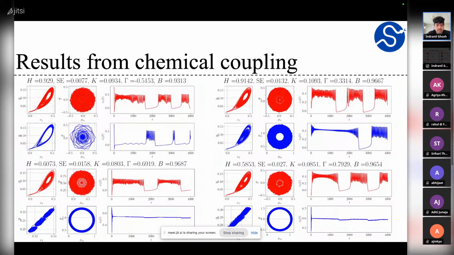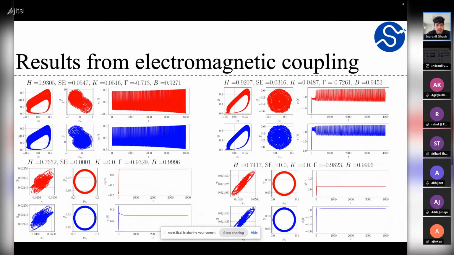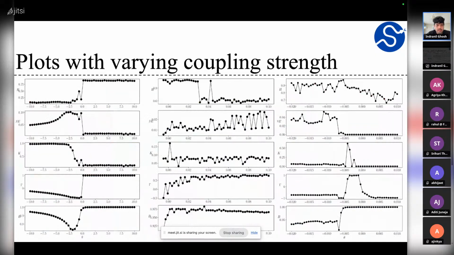Similar things happen in chemical coupling and electrical coupling, but there are other intricacies that come into effect. I'm not going to talk too much about that now. I don't have time. You can also plot those metrics with respect to theta. And this took quite a lot of time for me. I'm going to talk about how to optimize that.